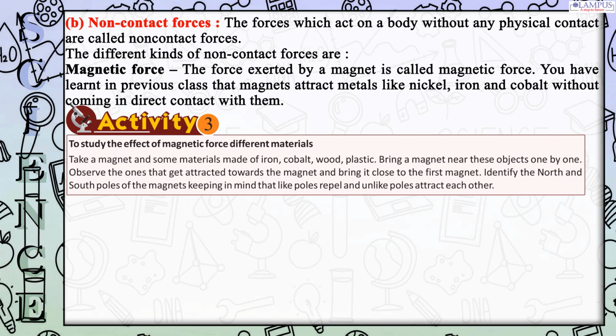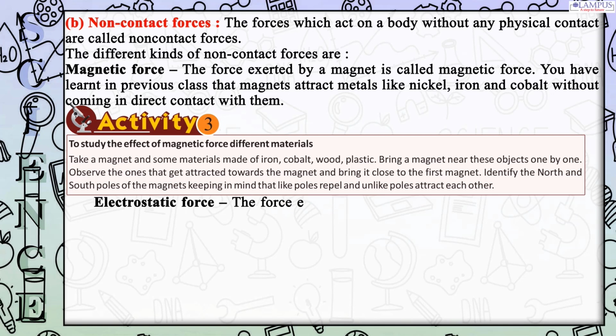Activity 3. To study the effect of magnetic force on different materials. Take a magnet and some materials made of iron, cobalt, wood, plastic. Bring a magnet near these objects one by one. Observe the ones that get attracted towards the magnet and bring it close to the first magnet. Identify the north and south poles of the magnets, keeping in mind that like poles repel and unlike poles attract each other.